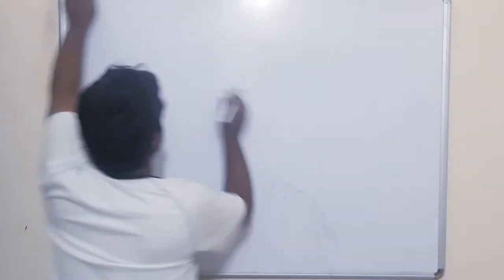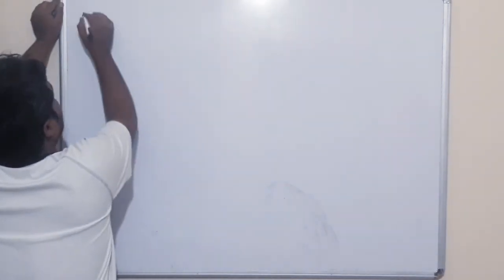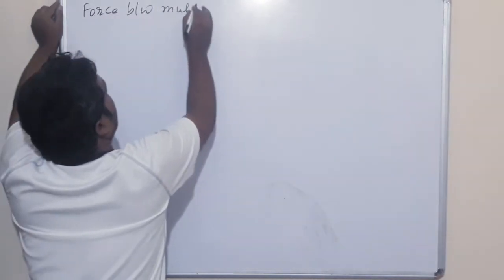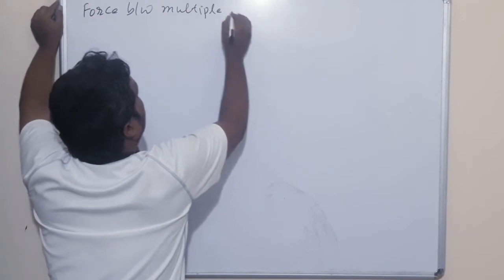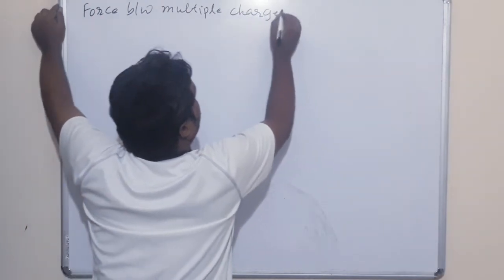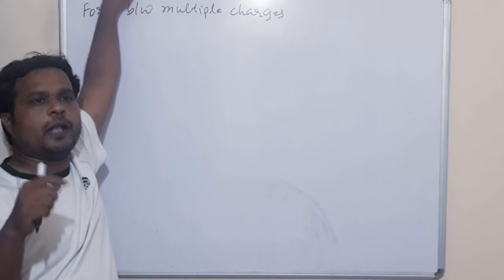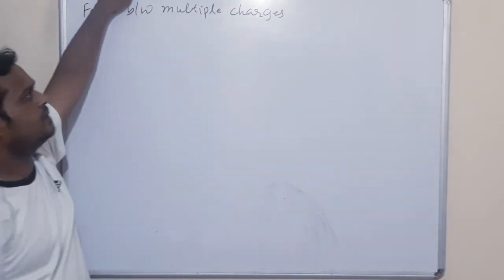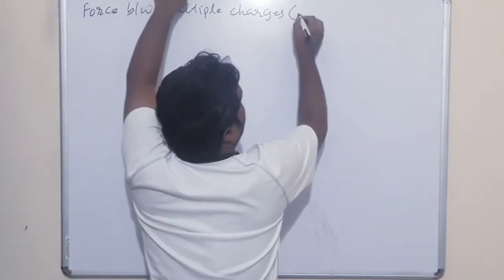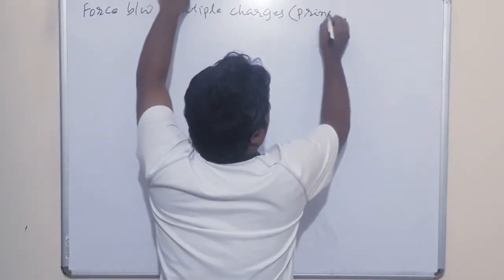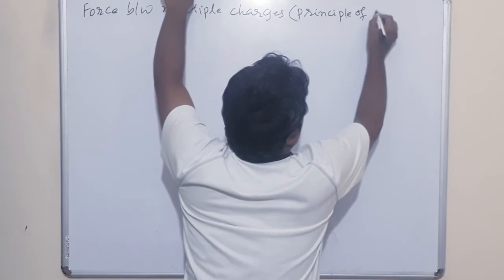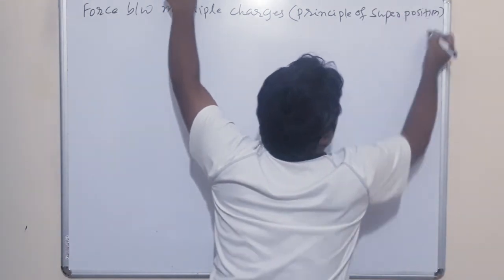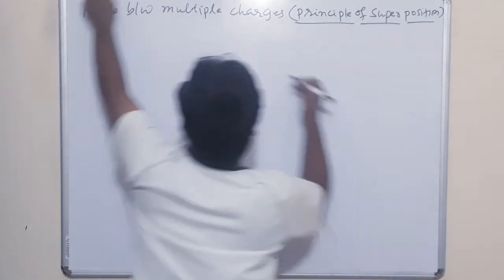See, this is a system of charge. Usually when we have a system of charge, force between multiple charges, here I will take the help of Coulomb's law and this resultant of vectors. Force between multiple charges, or it is the principle of superposition. How to calculate this thing?